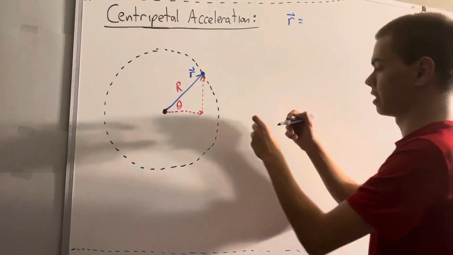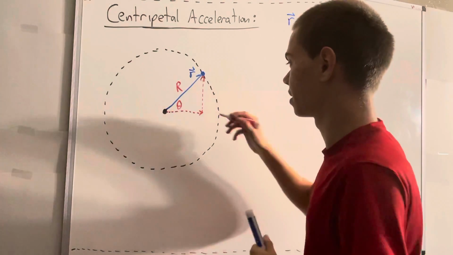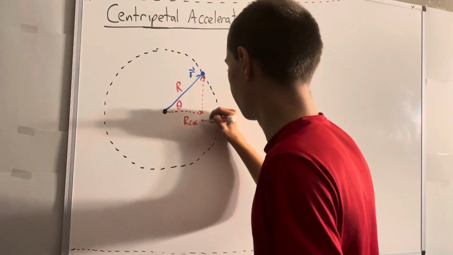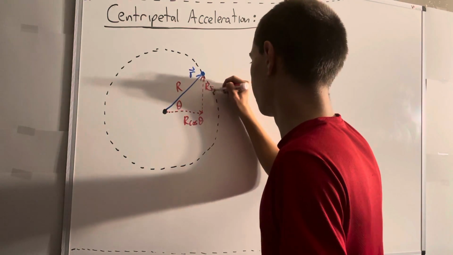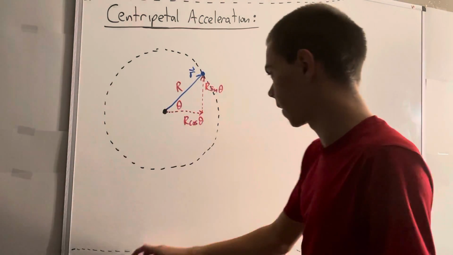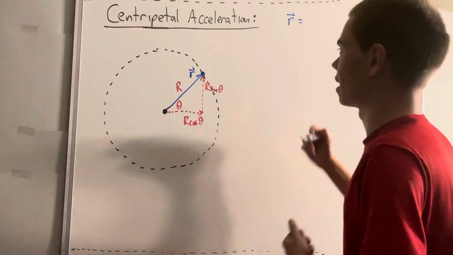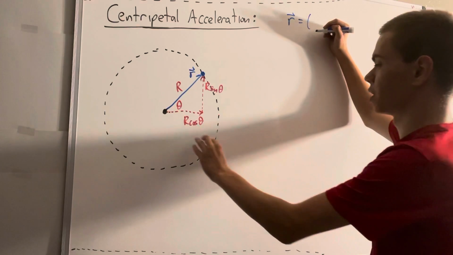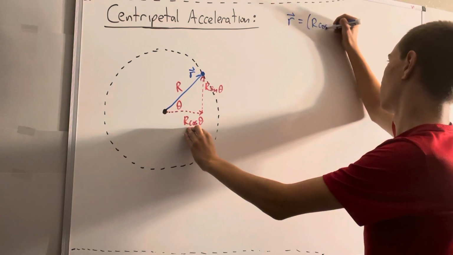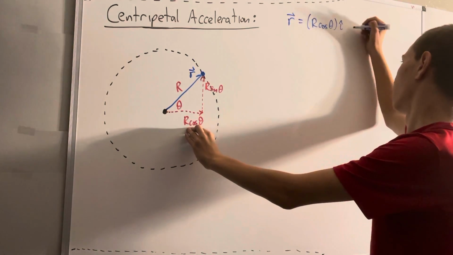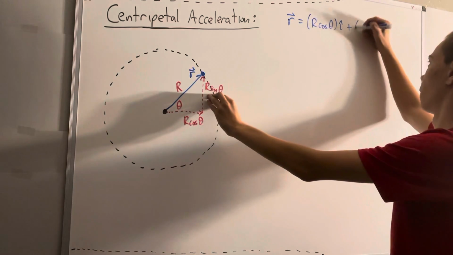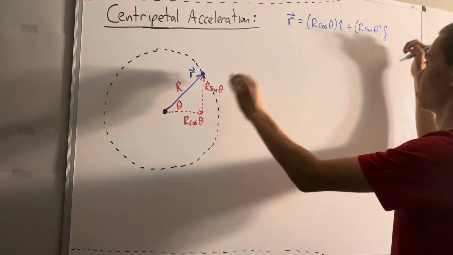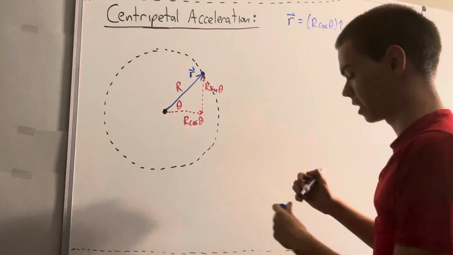pretty much the idea is we have our x and y components. Our x component in this case would be r cosine theta, and our y component is r sine theta, which means we can now represent our vector in terms of its components. Starting with its x component, it's just r cosine theta i, and for its y component it's just r sine theta j. So this would be the position vector of our object.